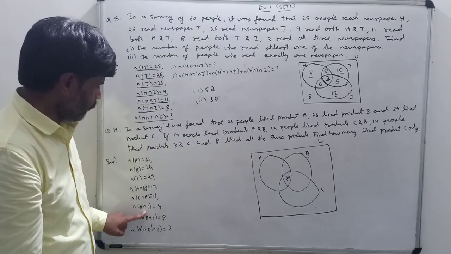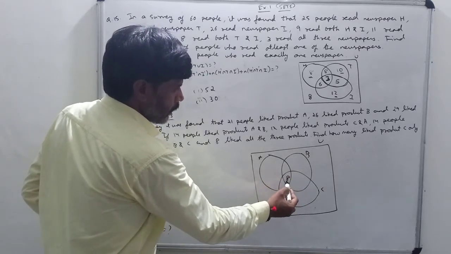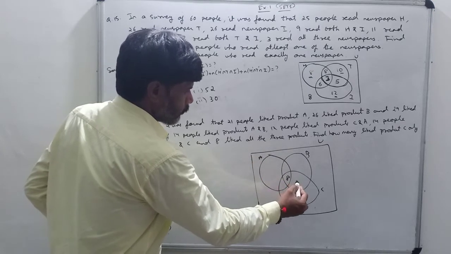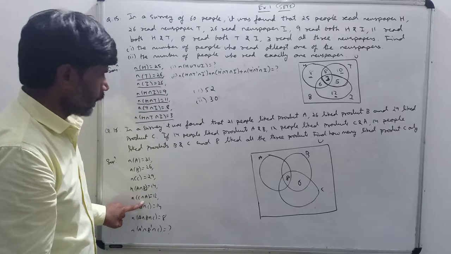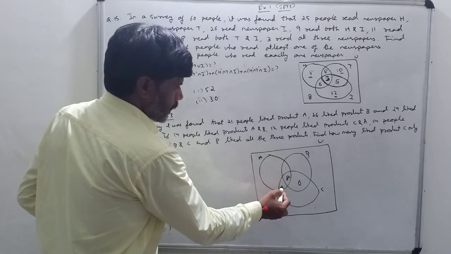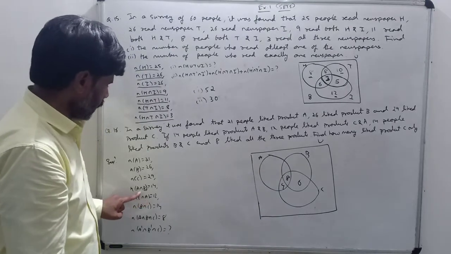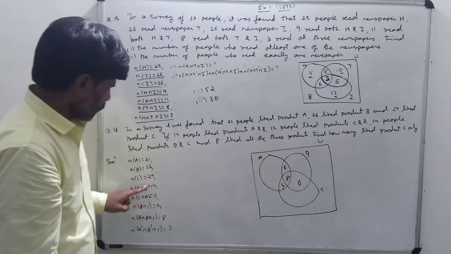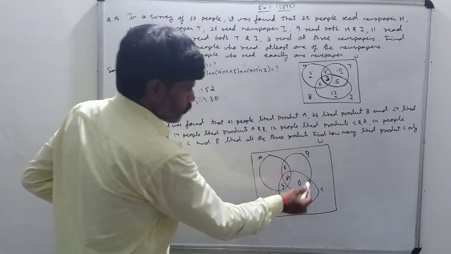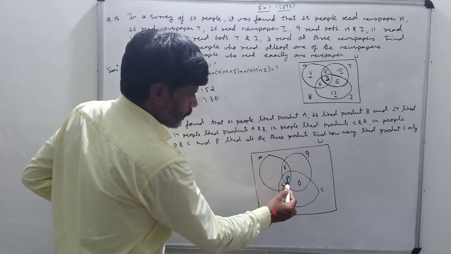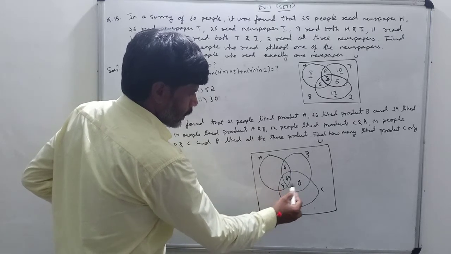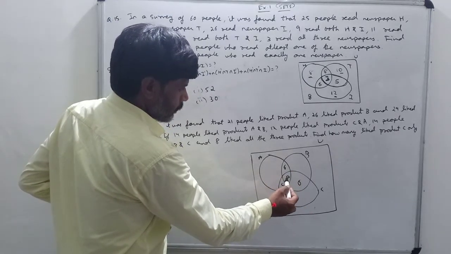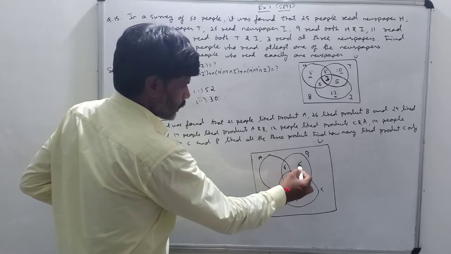Then B and C 14. So B and C total is 14. But out of those, some may be liking product A also. So 14 minus 8 will be 6. Then C and A 12. 12 minus 8, 4. Then A and B 14. 14 minus 8, again 6. Then C is 29. So total should be 29. So 29 minus 8, 21. 21 minus 10, 11. Then 26. 26 minus 6, 20. 20 minus 8, 12. 12 minus 6, 6.